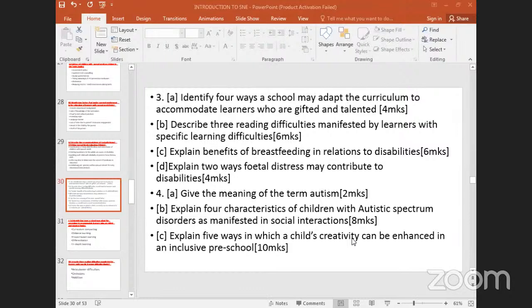So that is what I did. Sometimes a question can come, for example, if it is child growth and development, maybe the teacher sets a question like: describe the factors that cause disability during the prenatal period. And I find many students mishandling that question.